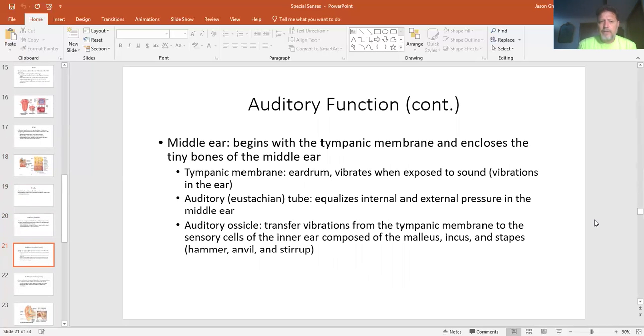The middle ear is going to consist of the tympanic membrane, the eardrum, the eustachian tube, which is a tube from it that's going to carry air, it's easier to picture, and then the bones of the ear, the ossicles, known as the malleus, incus, and stapes. The common terms are the hammer, anvil, and stirrup.